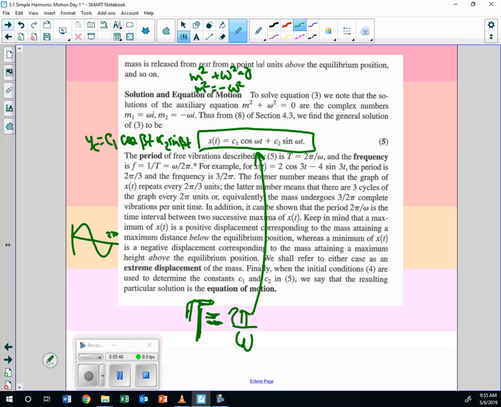And then if it was half that, that means omega would be pi and my period would be 2. 2 cycles in 1 unit of time. Frequency is going to be 1 over that, so you can just take omega over 2 pi. Or more simply put, 1 over the period.